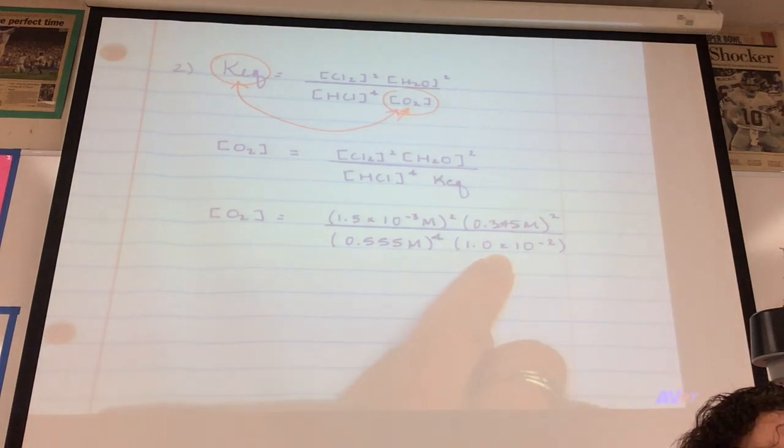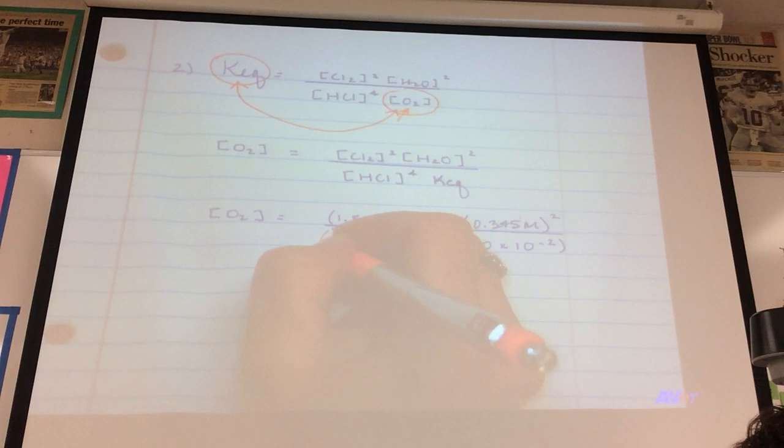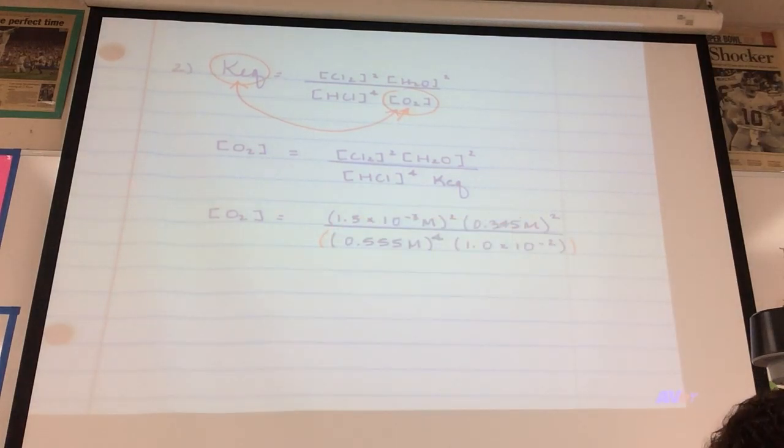Hey, with that KEQ, would the forward or reverse reaction be favored? Reverse, because that KEQ is less than 1. In your calculator, the only parentheses you need are the ones in orange unless you have the multi-view, and I would not use that one. You're going to make a calculator error.